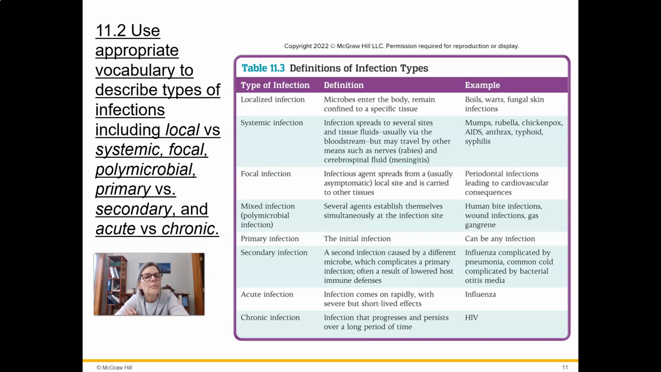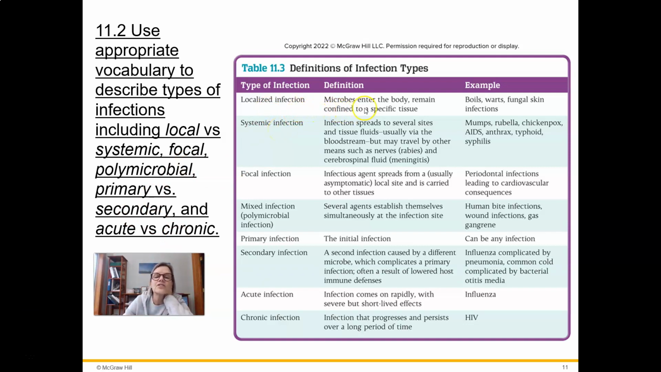Okay. Use appropriate vocabulary to describe types of infections, including local versus systemic, focal, polymicrobial, primary versus secondary, and acute versus chronic. Sometimes it helps to put pairs of words together. This table is exactly from your book. If we compare local or localized versus systemic infections, I bet you could do that without even reading this.